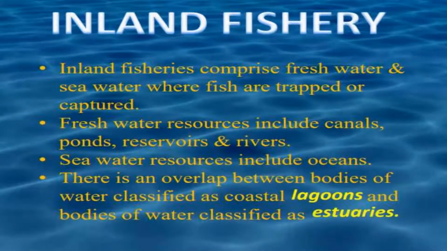Now, what is inland fishery? Inland fisheries comprise freshwater and seawater, where fish are trapped or captured. Freshwater resources include canals, ponds, reservoirs, and rivers. Seawater resources include oceans. There is an overlap between bodies of water classified as coastal lagoons and bodies of water classified as estuaries. So inland fisheries can be done in lagoons, estuaries, canals, ponds, reservoirs and rivers. It can be done in seawater also and in freshwater also.